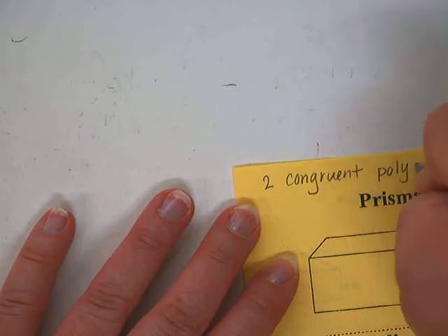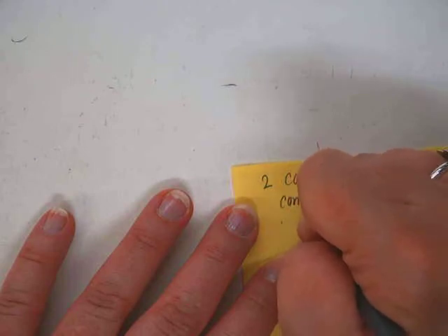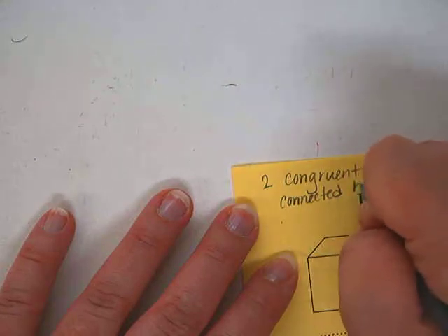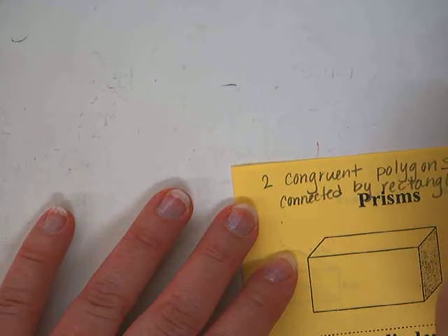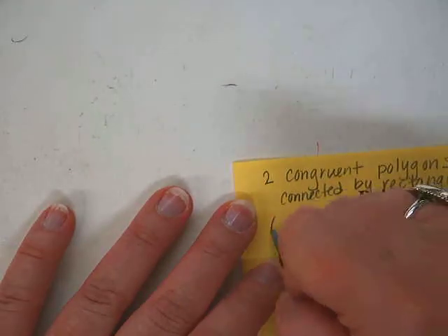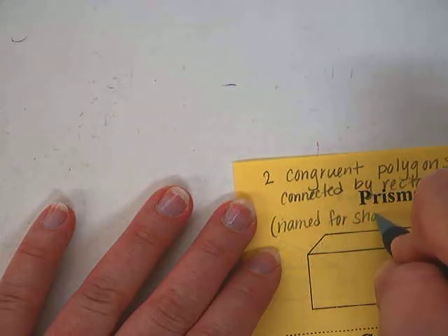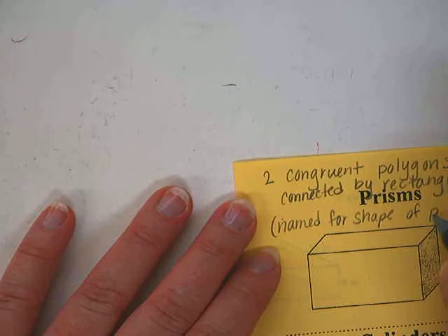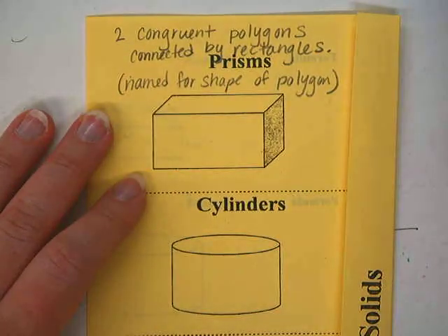A prism is two congruent polygons connected by rectangles. Two congruent polygons connected by rectangles. And it's named for the shape of the polygons. Named for shape of polygon. Okay.